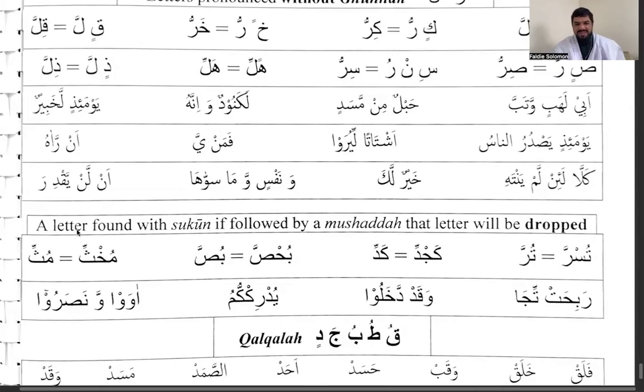So you can see here it says a letter found with sukoon, if followed by mushadda, that letter will be dropped. So we're dropping the sin here. We're going to drop the jim with the sukoon because of the dal with mushadda. We're going to drop the ha here because of the sad with mushadda. So the rule is quite straightforward. We don't recite, we don't pronounce, we don't read the letter with sukoon if there's a letter after it that has mushadda. So let's look at these examples.